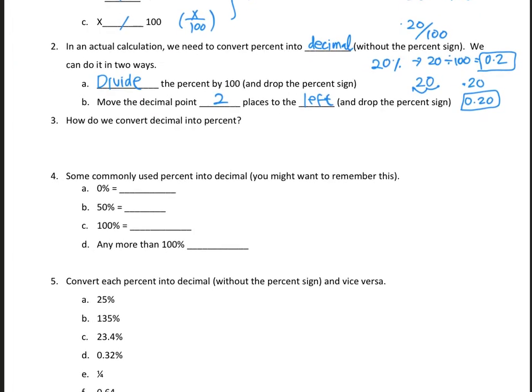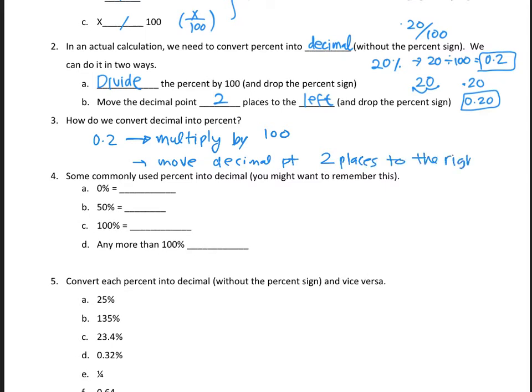So let's look at number 3. It says, how do we convert decimal into percent? Basically, how do you go back? If I want to convert 0.2 into percent, either I multiply by 100, just the opposite of what we just did, or I can move my decimal point two places to the right. This is how I go back and forth between percent and decimal.